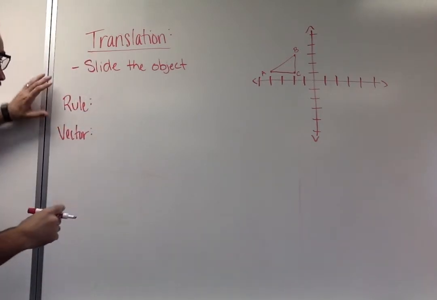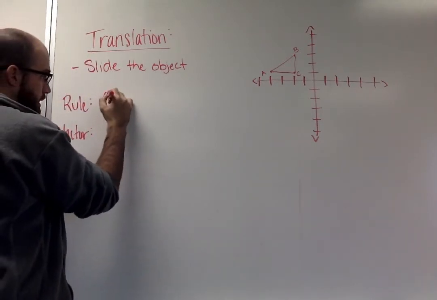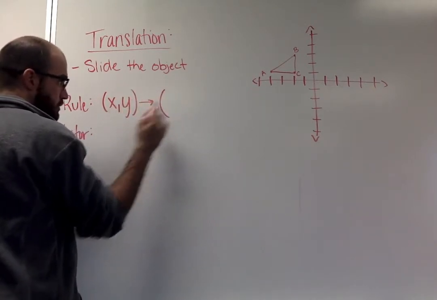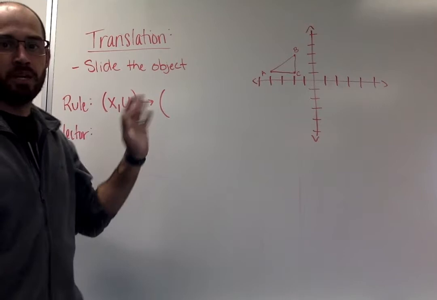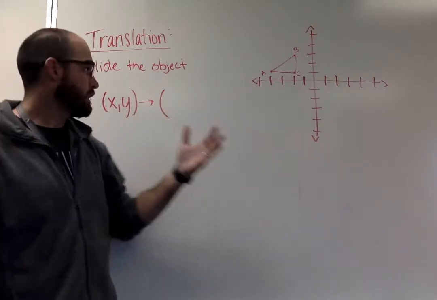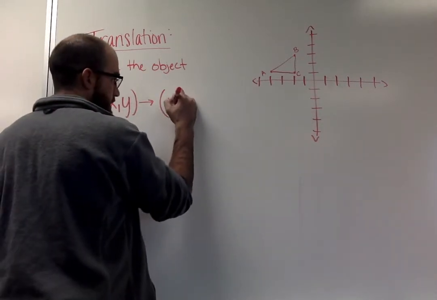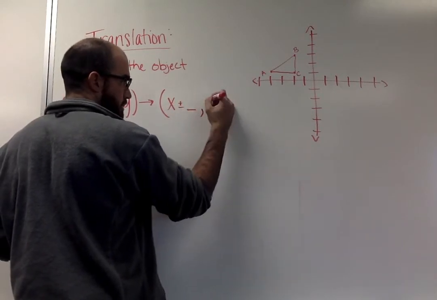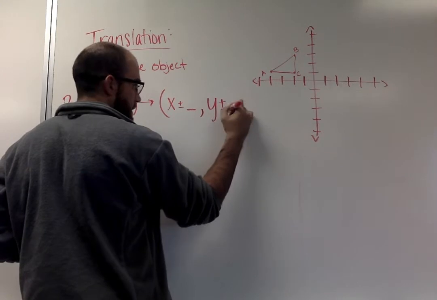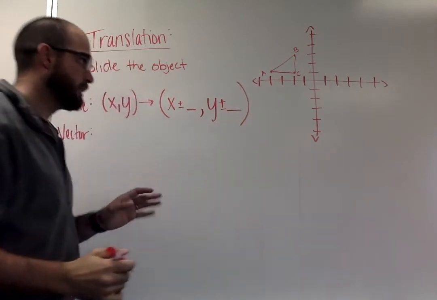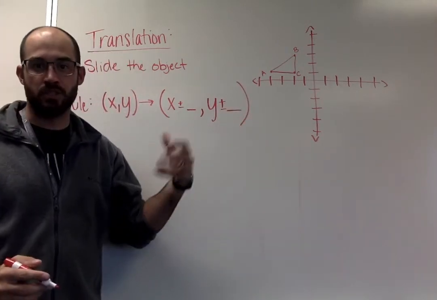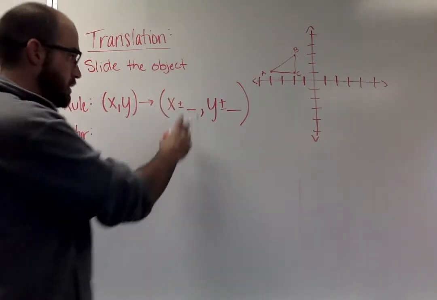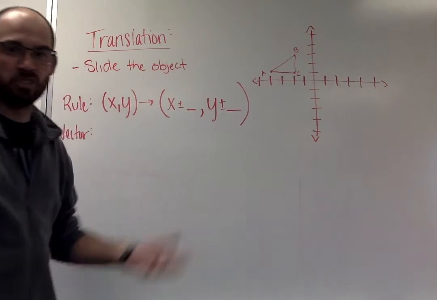The way this is going to look in a rule, and our rules are always going to look the same at the beginning, is it's always x comma y goes to. It's saying my original x and y value is going to change in this way. Normally it'll look like x plus or minus some value, comma, y plus or minus some value. It's not going to be both plus and minus. It's just going to be either plus or minus something, so that's why I write plus or minus there. And there'll be some type of number put in there, and you'll see an example in just a second.